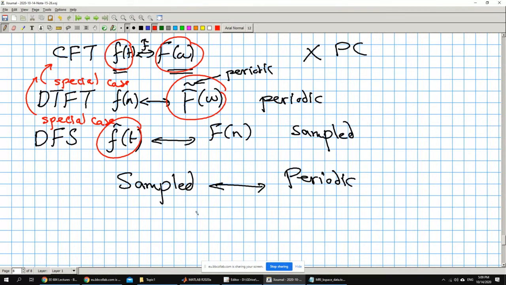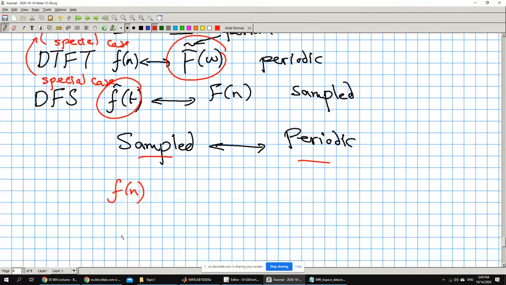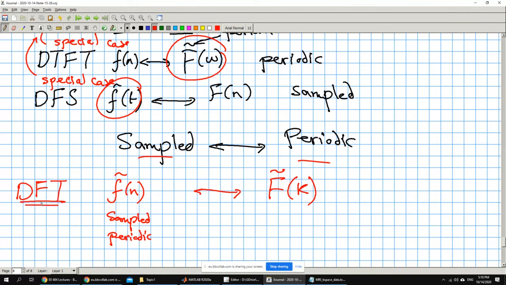So in order for us to be able to do something on a computer, we have to apply these two together in one domain. If I have a signal here, let's call it f of n, that is both sampled and periodic, it will come out on the other side as f of k, and this f of k will be sampled and periodic as well. And we call this the discrete Fourier transformation. And this is what is practical for a PC.